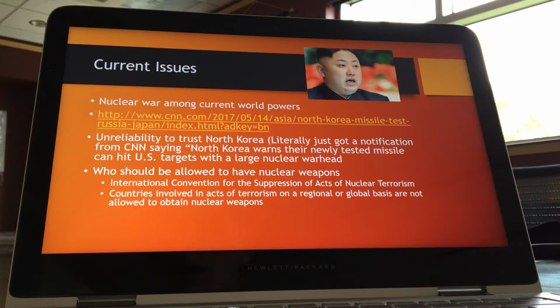And also, countries have to decide who's allowed to have nuclear weapons. The International Convention for the Suppression of Acts of Nuclear Terrorism states that countries involved in acts of terrorism on a regional or global basis are not allowed to obtain nuclear weapons. This obviously keeps the world safe and for people who are a little more reasonable and not going to use them in an immature manner.